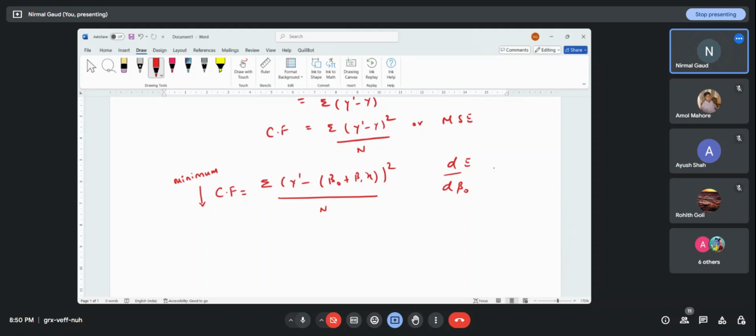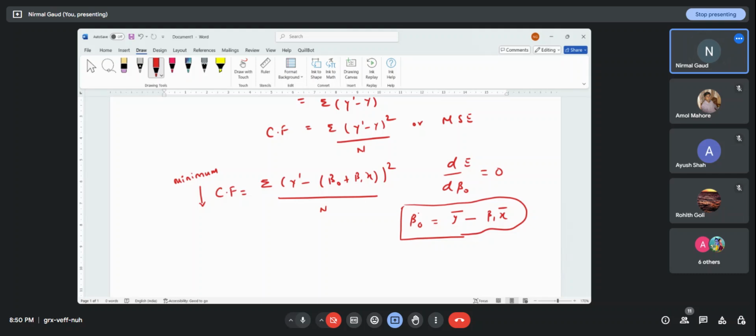Then I equated it to 0 and found the value of beta naught. That was something like y bar minus beta 1 x bar. It was something like this. Okay, now we have to proceed ahead and look out for what could be the value of beta 1.